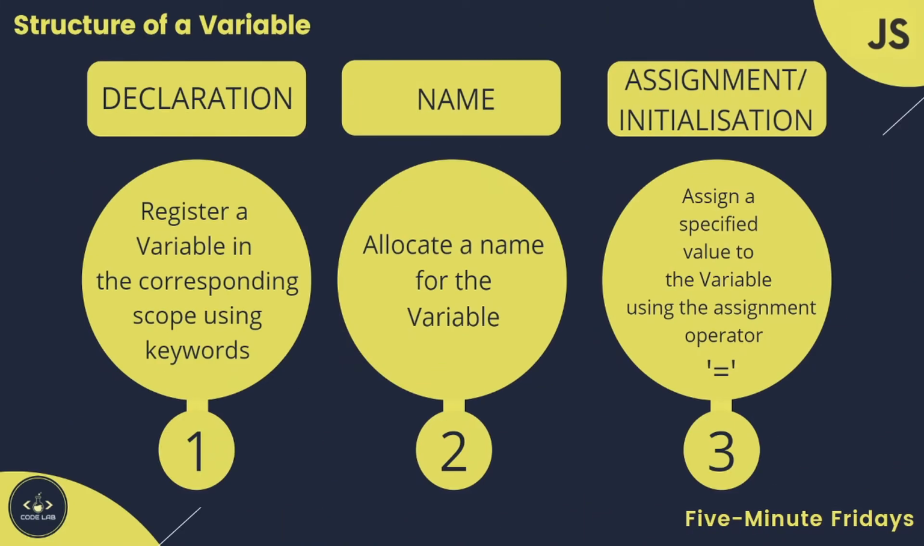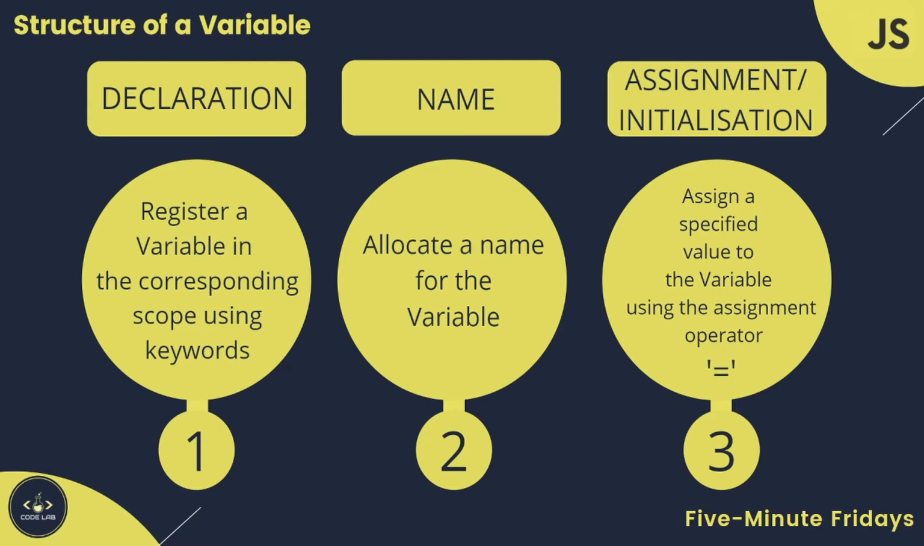As mentioned, variables are like containers in JavaScript, and using these variables to store data is the foundation of the language. Variables are defined in 3 distinct parts. The first 2 parts are essentially joined together. You declare the variable by registering the variable and the corresponding scope using keywords, which we'll be speaking about in the next slide. And then you give it a name, and as such you've declared a variable.